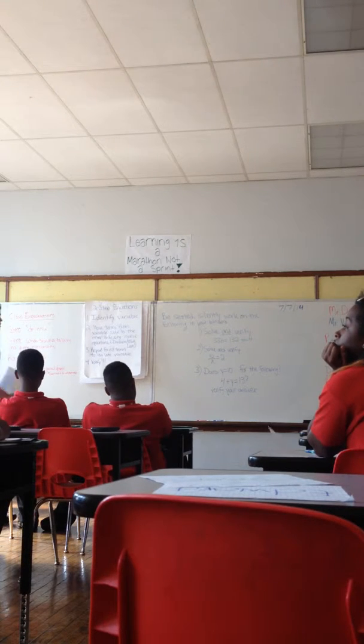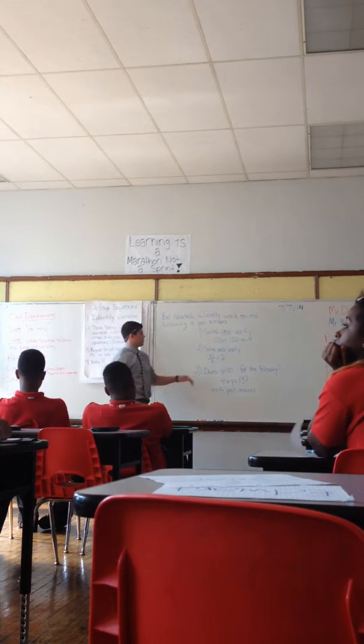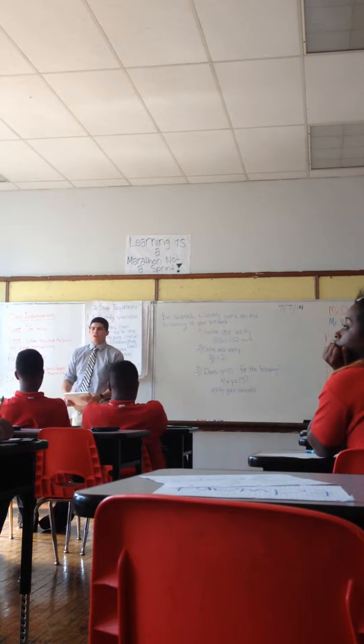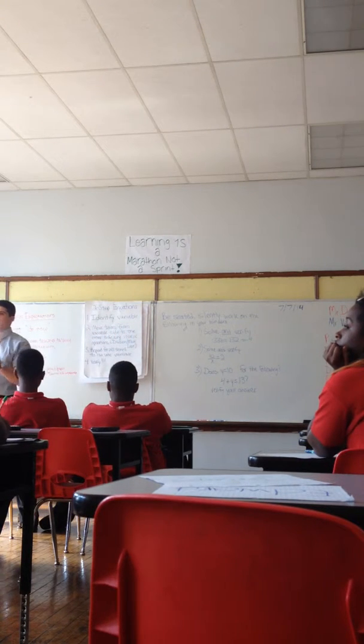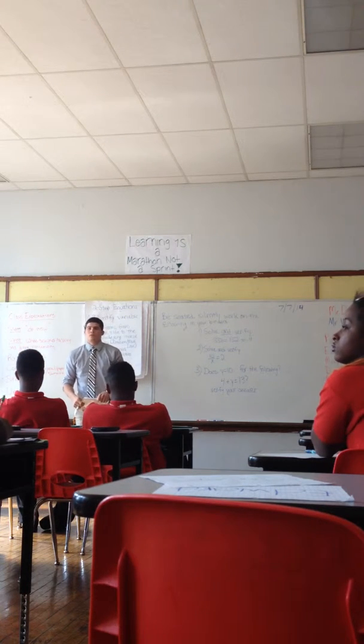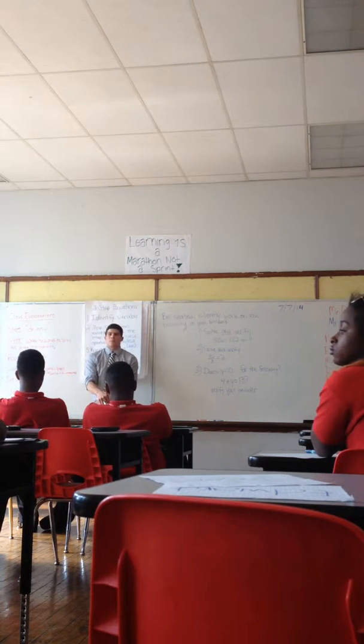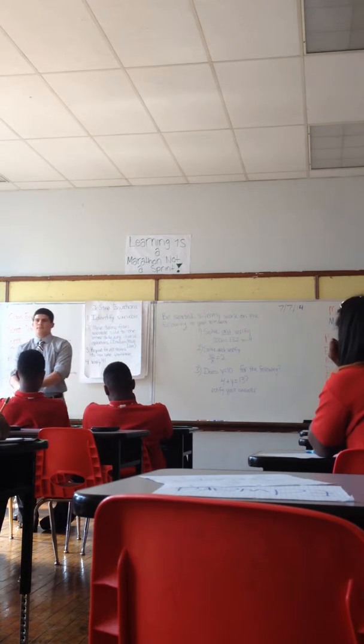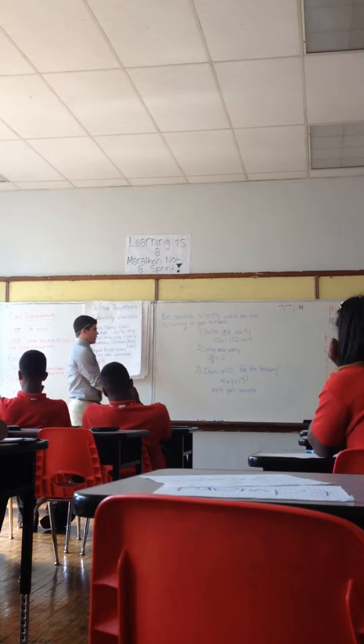What's the problem back there? Okay. Who can walk me through number 2 really quickly? Yes, Raymond. Walk me through it. What do you have to do here? We got 2 times something equals 10. How'd you get that? It's 5. How'd you get that though?